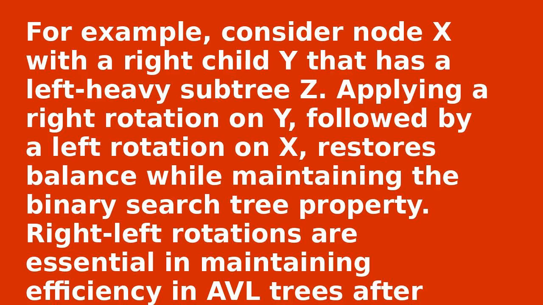For example, consider node X with a right child Y that has a left-heavy subtree Z. Applying a right rotation on Y, followed by a left rotation on X, restores balance while maintaining the binary search tree property. Right-left rotations are essential in maintaining efficiency in AVL trees after insertions or deletions in specific subtrees.